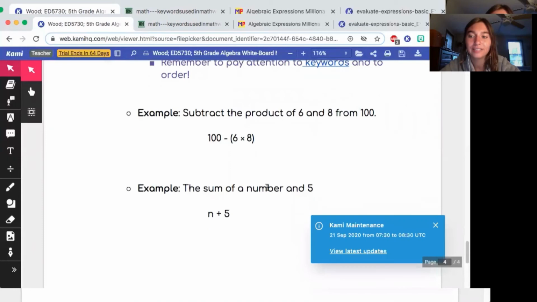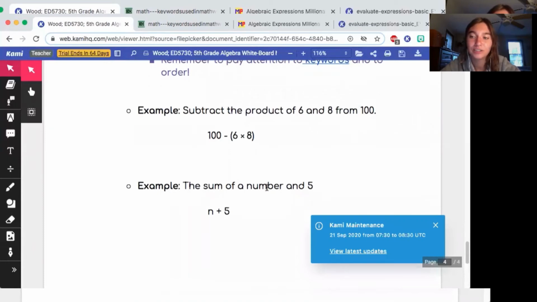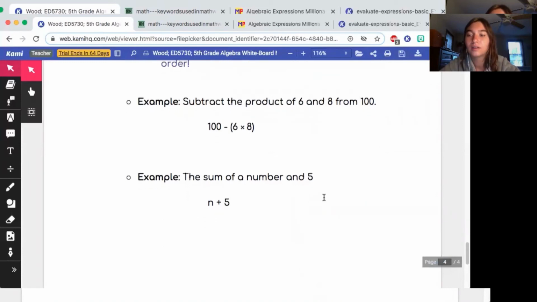Let's look at our next expression. It looks like this expression is our new friend, the algebraic expression. The example reads, the sum of a number and 5. I see the words sum and 5. To write this, we would write n, but we could use any letter, remember, as our variable, plus 5. So here we write n plus 5.